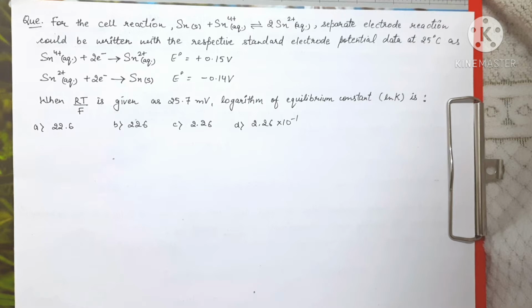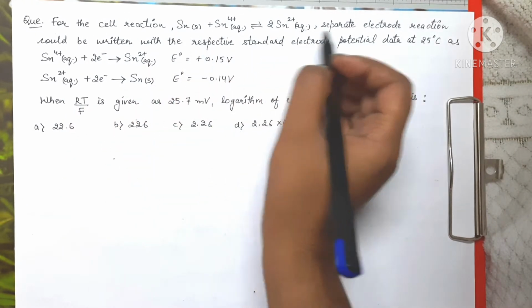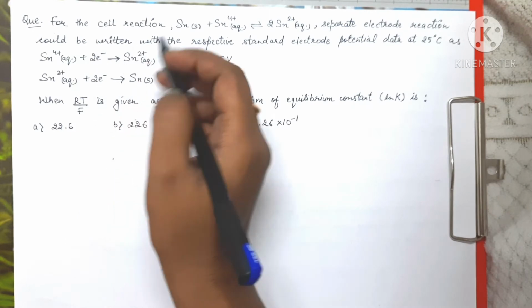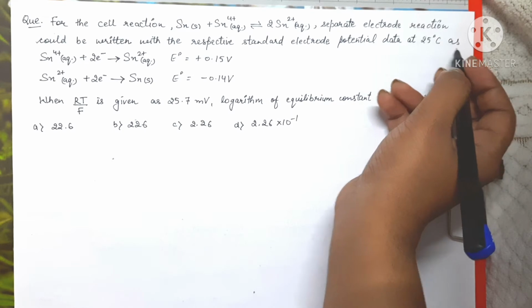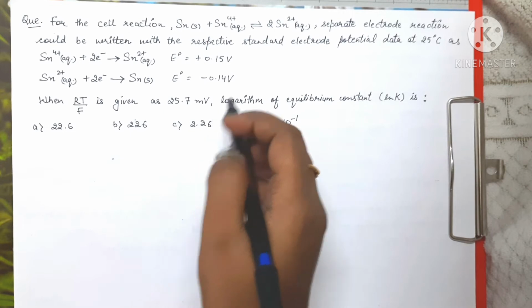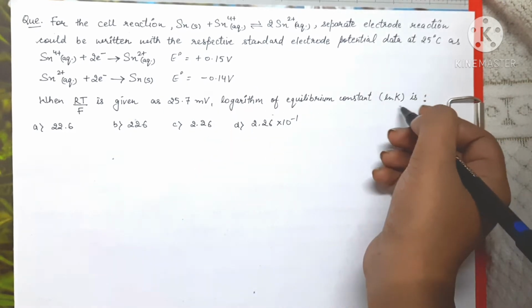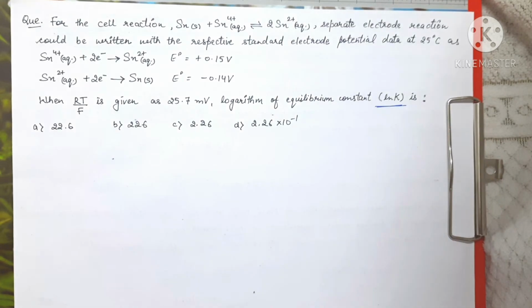So today we are going to solve some of the previous year questions of CSIR NET exams from the topic electrochemistry. The question which we are going to discuss says that for the cell reaction given as this, separate electrode reactions could be written with the respective standard electrode potential data at 25 degrees Celsius as these two equations. When RT upon F is given as this, the logarithm of the equilibrium constant, that is ln K, is. So basically we have to find out the value of ln K, where K is the equilibrium constant.